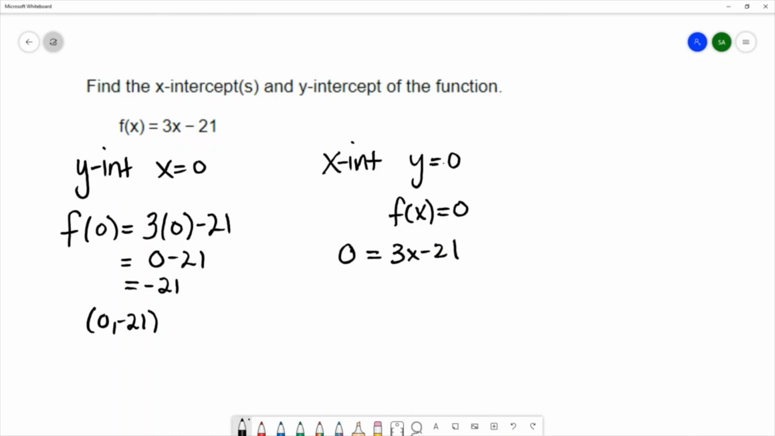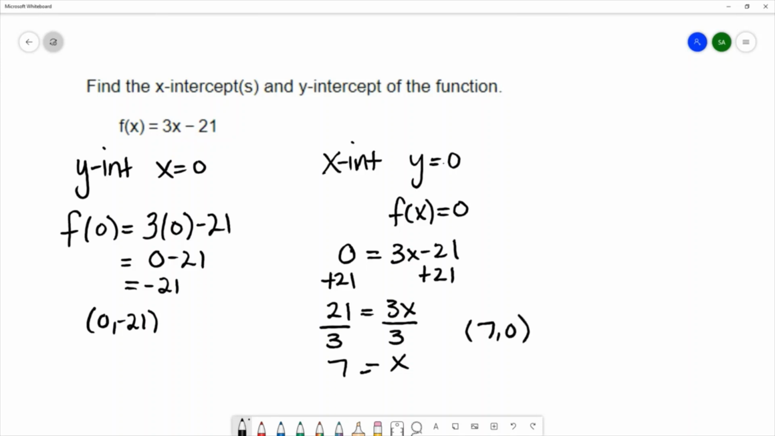And we'll solve that equation by adding 21 to both sides. That gives me 21 equals 3x. I'm going to solve for x by dividing by 3. That gives me x equals 7. And my x-intercept is the ordered pair 7, 0.